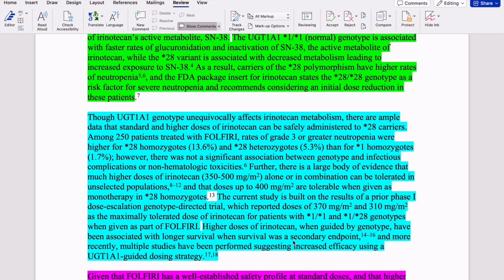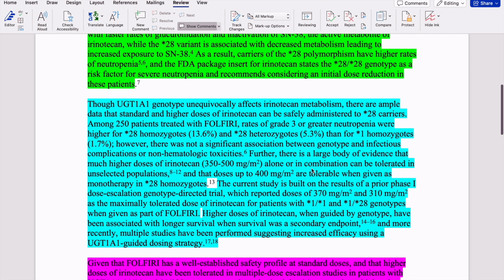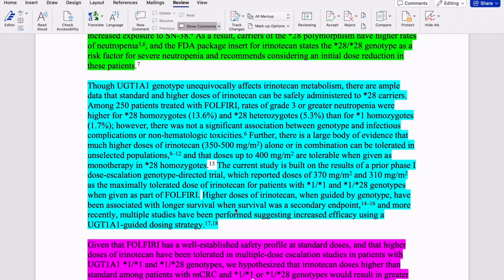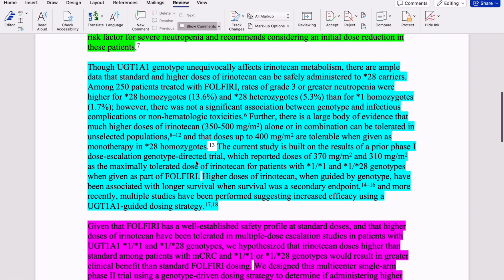hypothesis. So what the authors have done here, they've given some examples of some phase 1 and other studies where what you're addressing in this particular study, where it was a secondary endpoint. So they're building on previous studies and have included a segue at the end. So here we see here at the end, higher doses of irinotecan, when guided by the genotype, have been associated with longer survival when survival is a secondary endpoint.